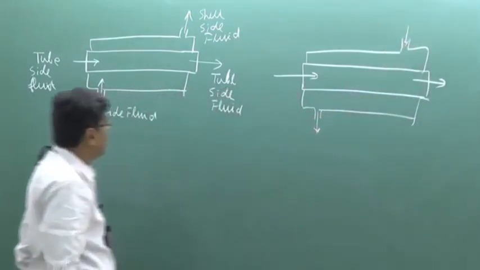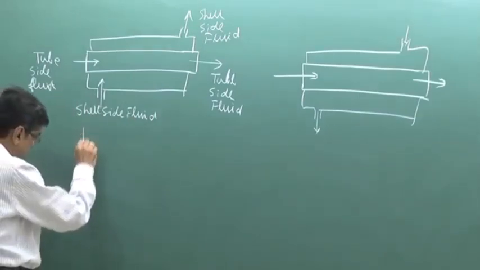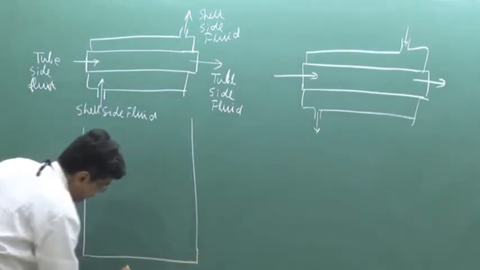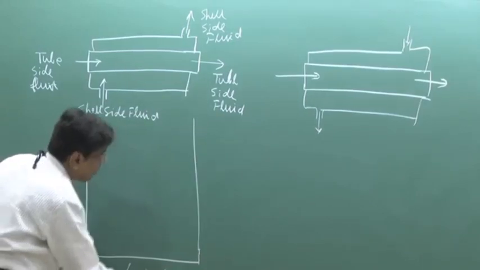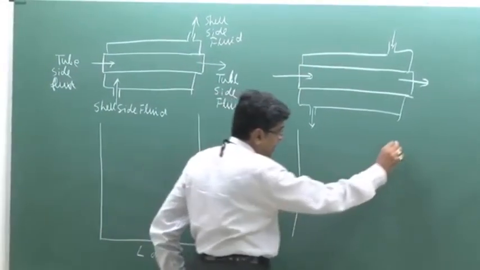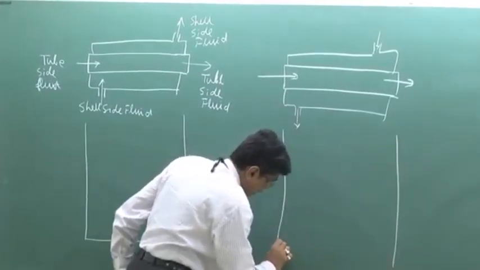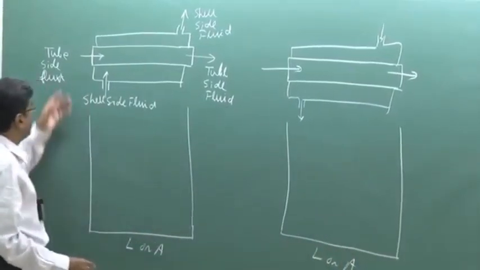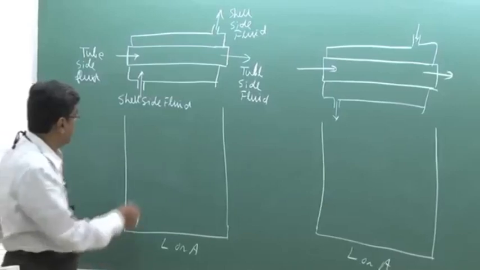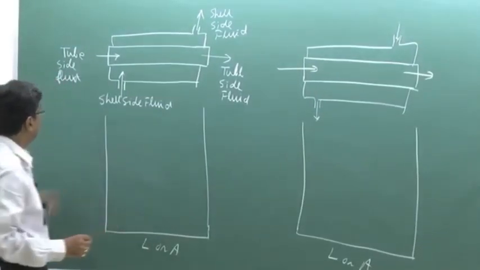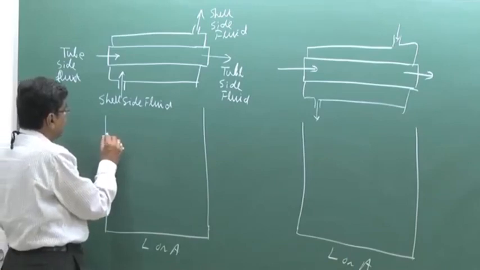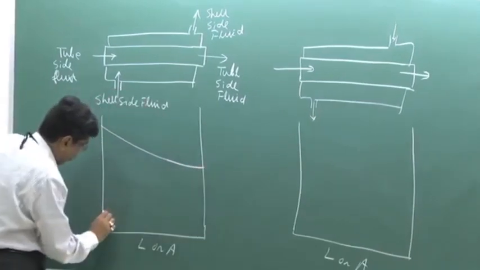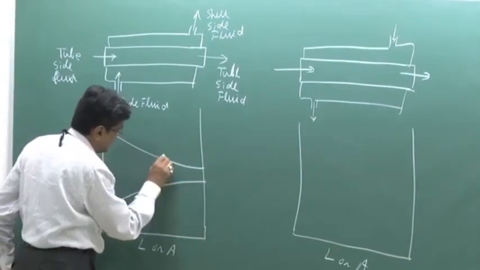Now, the temperature diagram along the length of the tube, length or area, whichever way you think of it. Area is better because ultimately you will deal with the area for heat exchange, L or A. Here what happens, the hot fluid has a decrease in temperature and the cold fluid increases its temperature in the same direction.